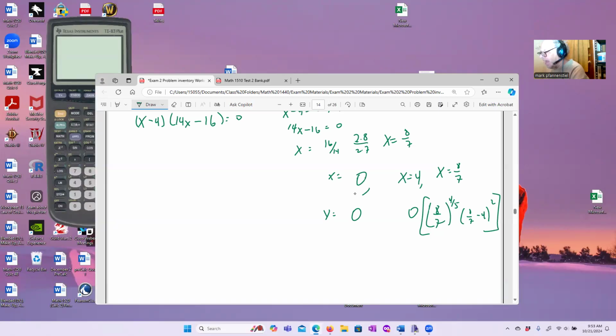If they want the actual points, I suspect they do, we could say (0, 0), (4, 0), and then 8/7, and whatever this mess happens to be. Again, I don't have my calculator handy, so I will let you guys go ahead and figure out the 2 decimal approximation for this mess. So that's what we've got for all of that.